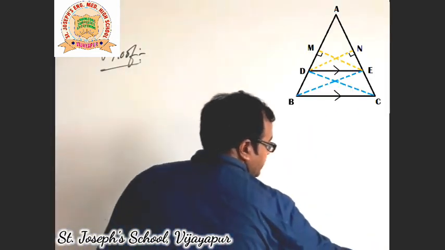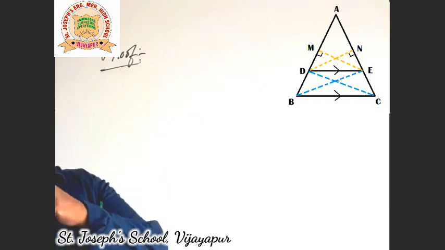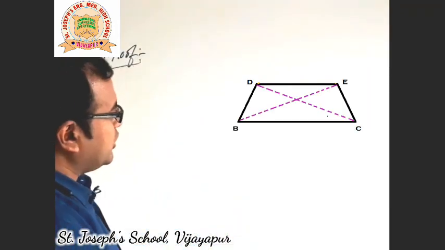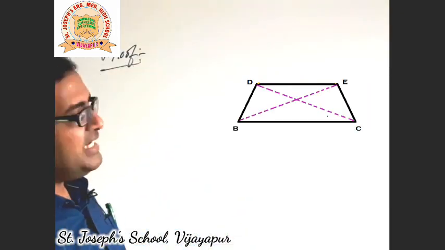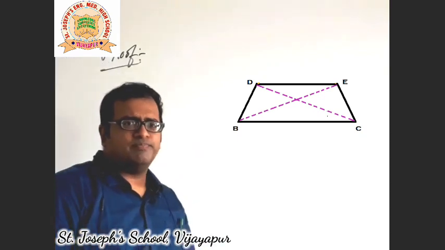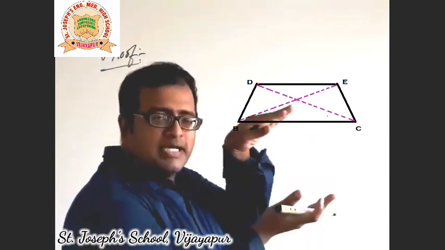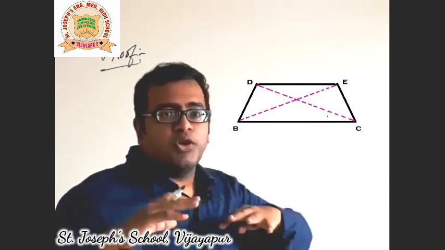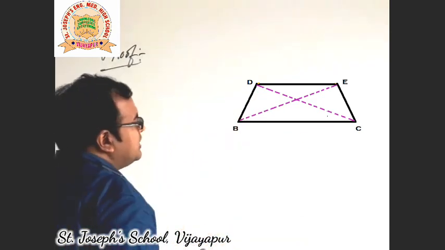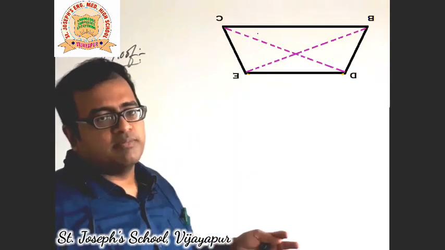Okay, now looking at the main triangle, what can you see? I'll take that part which is a quadrilateral BDEC. What shape is that? It is a trapezium. Why is it a trapezium? Because two sides are parallel, two others are non-parallel. That's called a trapezium. I'm going to invert the trapezium completely.